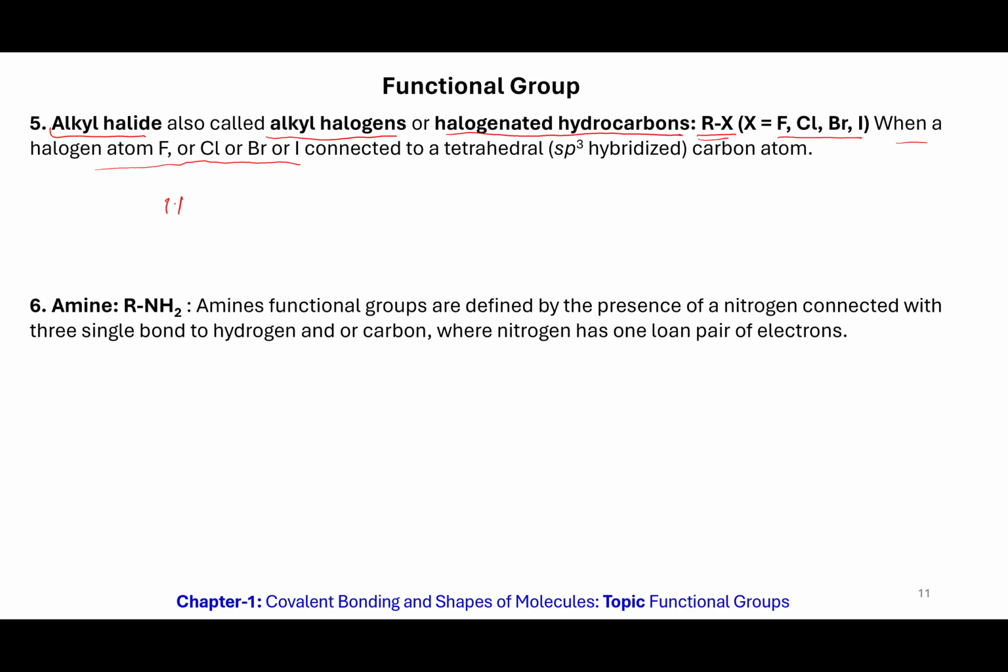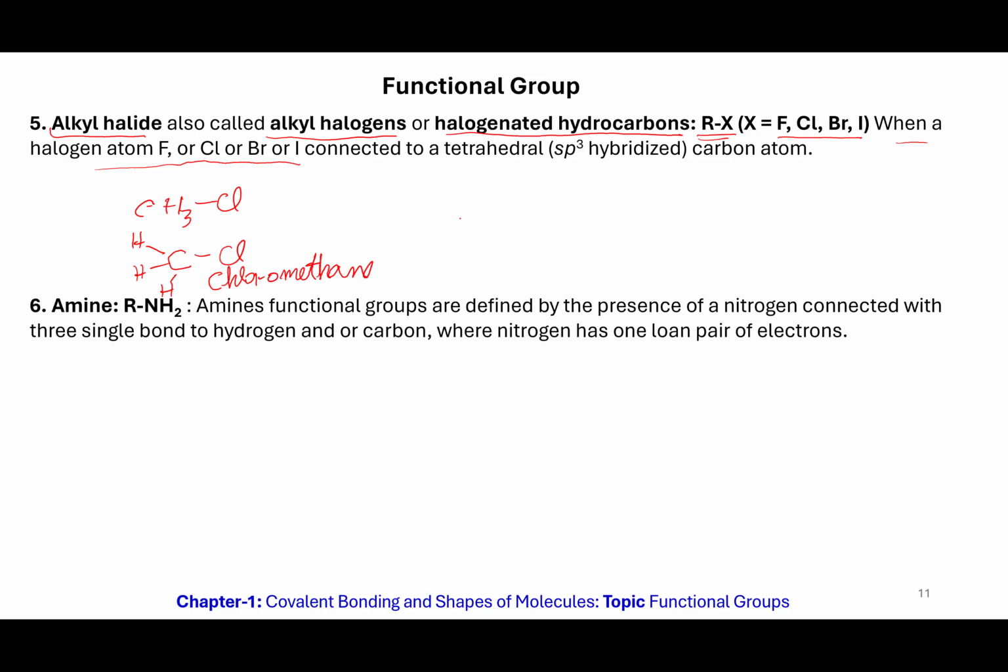For an example, CH3 bonded with the chlorine. So when we write like this, it does not mean that the chlorine is attached with the hydrogen. It means that the hydrogens are behind and chlorine is attached directly with the carbon. So this is called chloromethane.